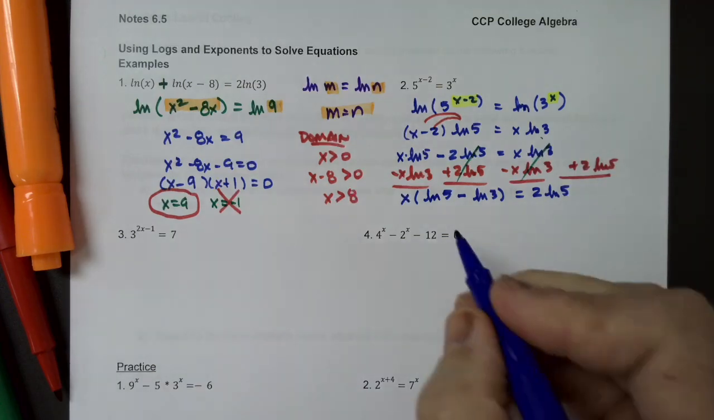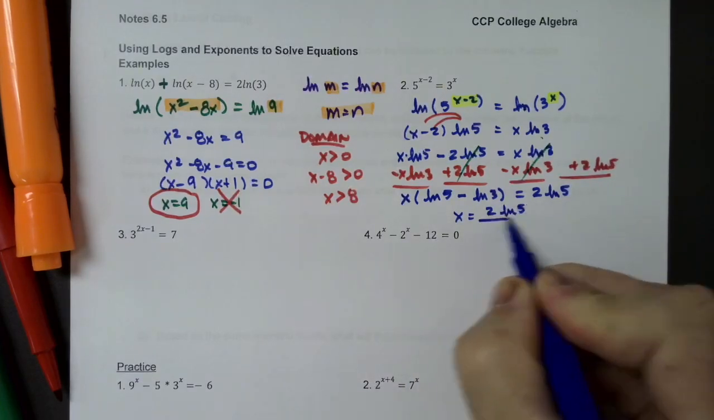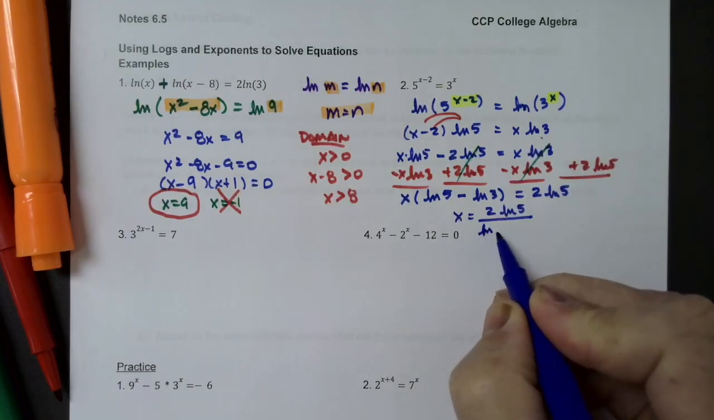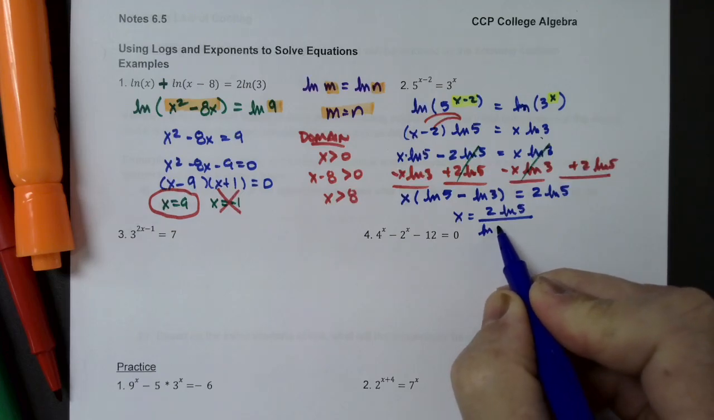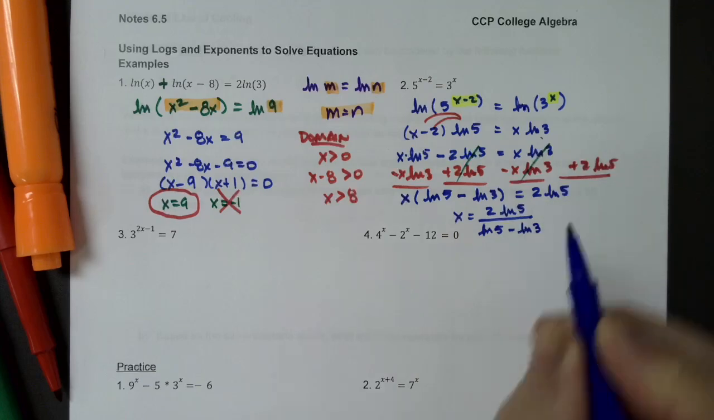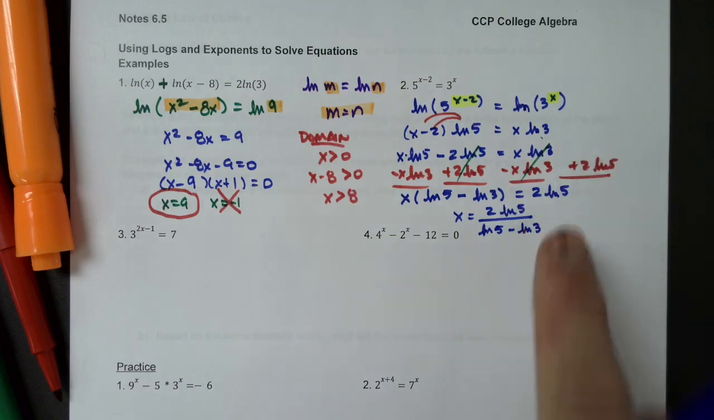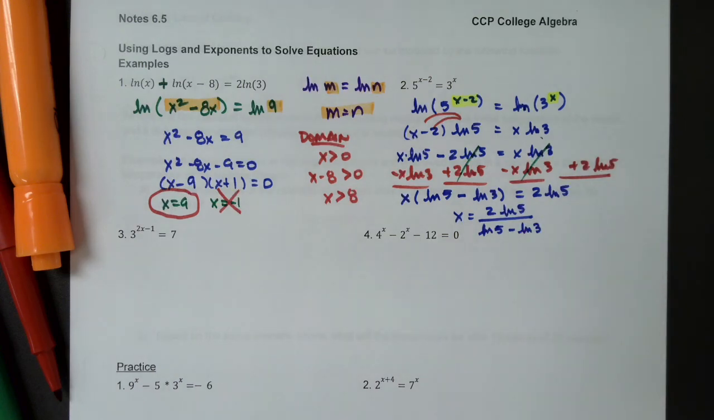Which means x would equal 2 times the natural log of 5 divided by the natural log of 5 minus the natural log of 3. Whatever that is, there's a little bit of simplifying we could do with that one, or just leave it like that. Okay, let's take a look at the next one.